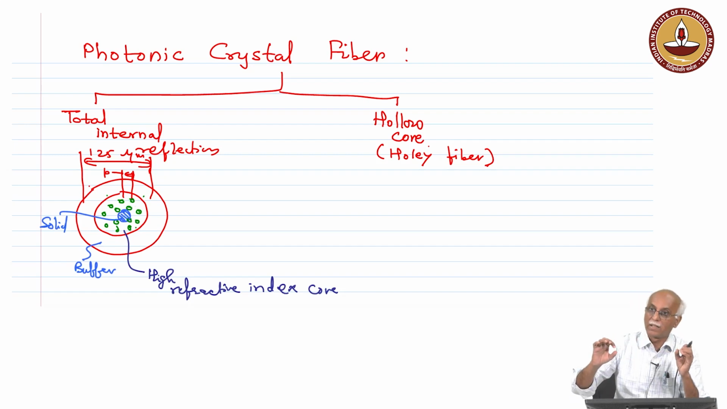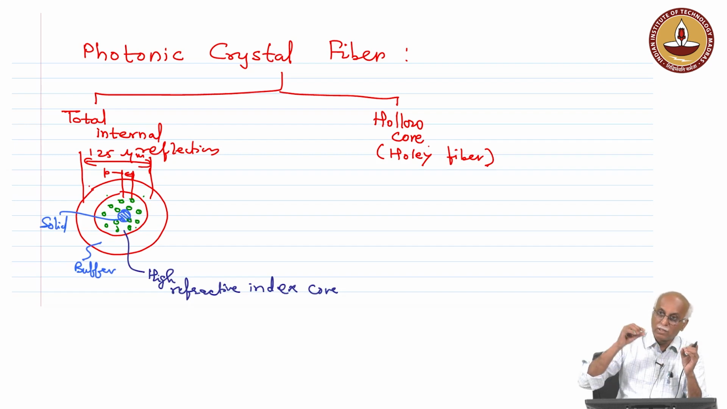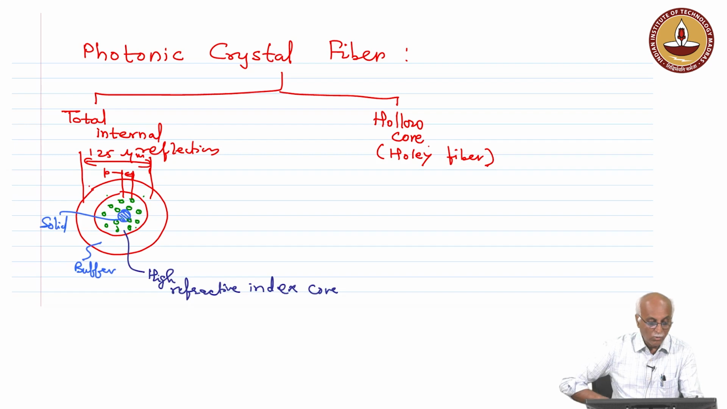Cladding will not allow the light transmission, is it not? It will only allow the light to transmit through the core, but here the region surrounded by this solid core can also allow the light transmission, and this is how the photonic crystal fiber is designed. There are various parameters, one of them being the hole size and hole pitch. They will determine the amount of light which can be confined to this region.